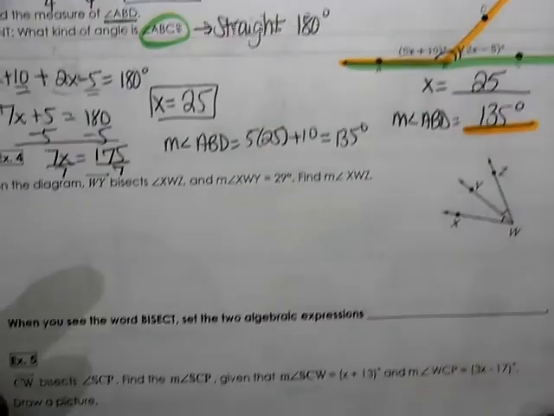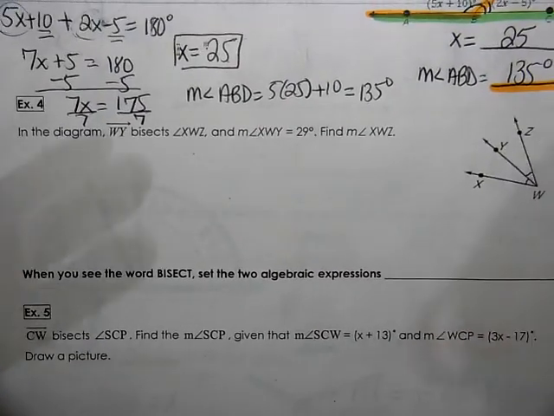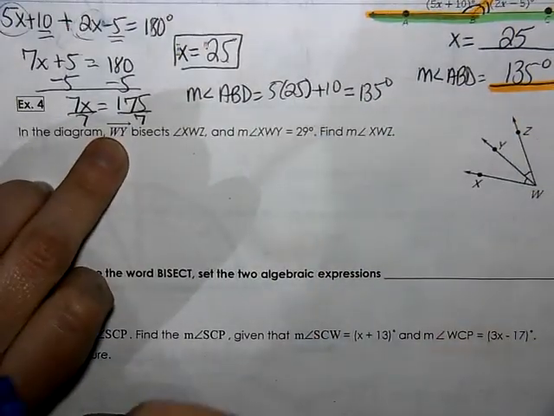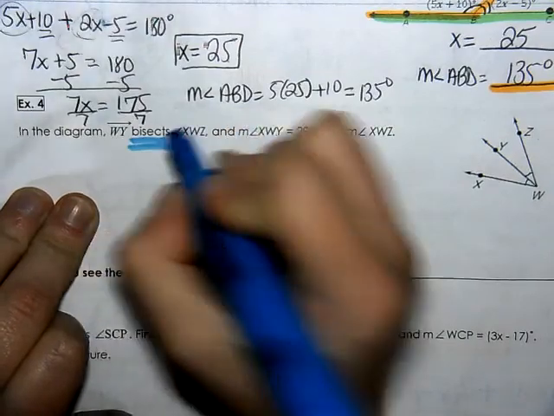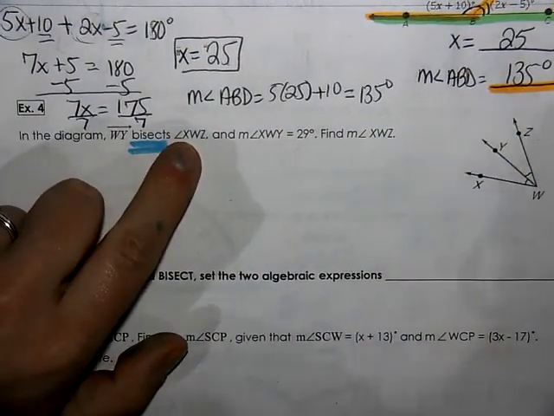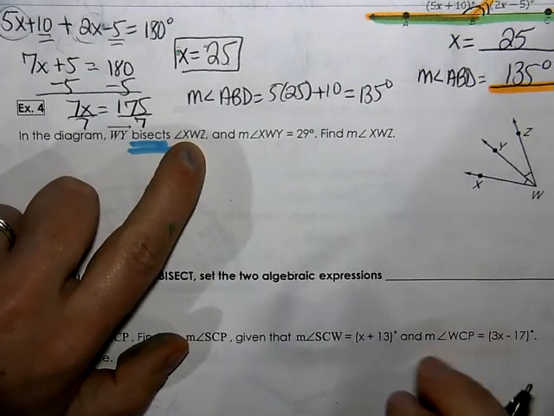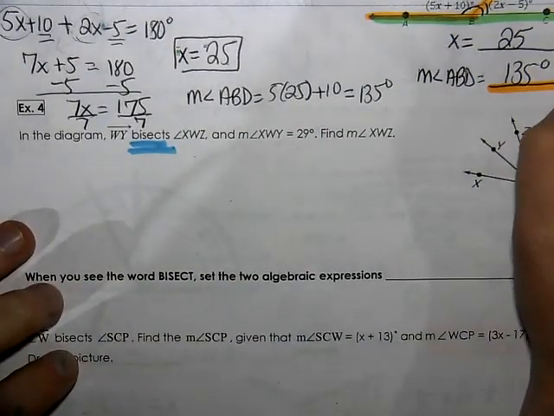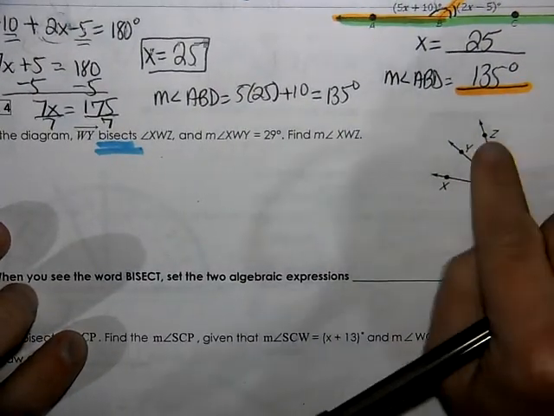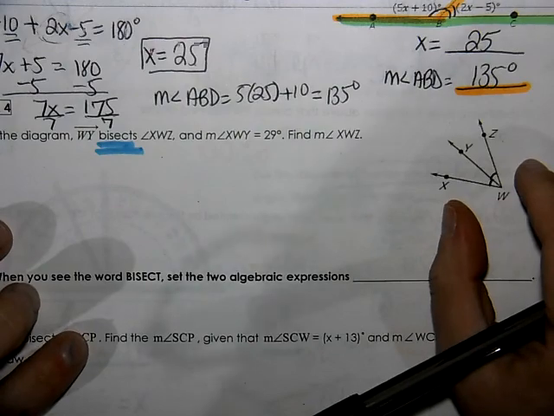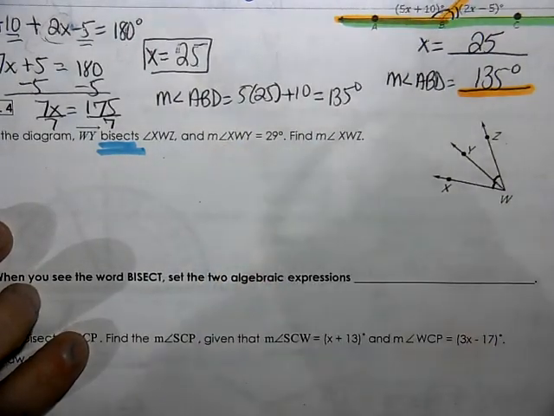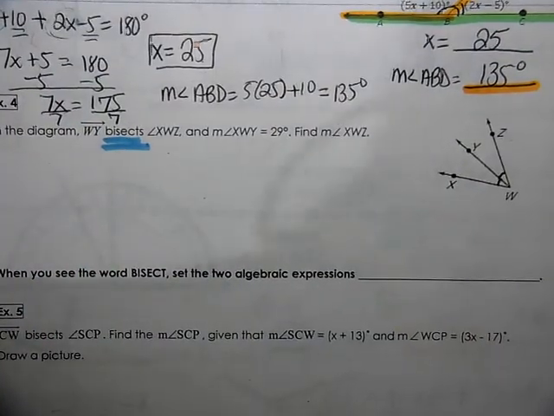Example number 4 is a little bit different. In this diagram, we are told that ray WY bisects. Finally, we've gotten to that word bisects. Bisects angle XWZ. And notice in this picture, we have the same arc mark inside of our angles. And if we know that the measure of angle XWY, so let's go ahead and find where XWY is.